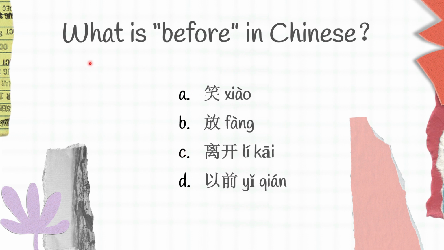The next question, what is before in Chinese? So we have A. 笑 B. 放 C. 离开 and D. 以前. So I will give you time to think. So 笑 is laugh, 放 is put, 离开 is leave, and 以前 is before. So before in Chinese is 以前.